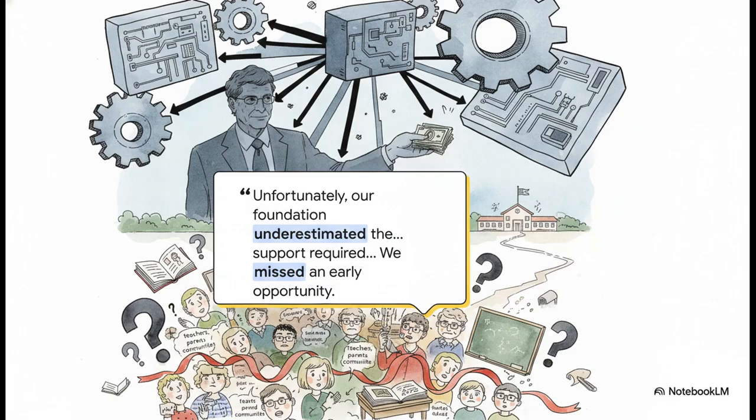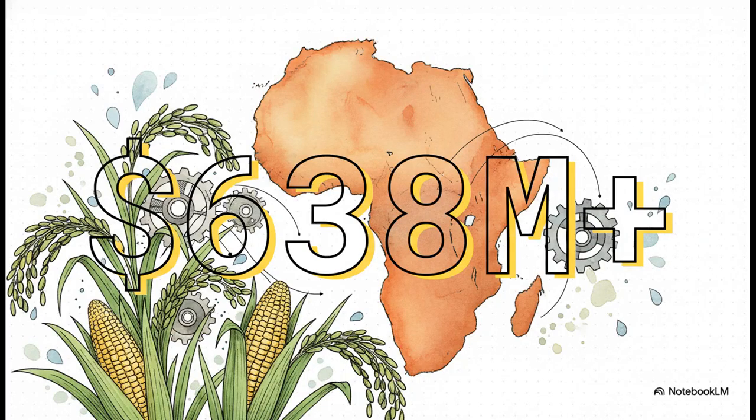This idea of a billionaire flying in with a tech-style solution without really listening to the people on the ground. Okay, let's switch gears and look at agriculture in Africa. The Gates Foundation has invested a massive amount of money, over $638 million, into a program called AGRA, the Alliance for a Green Revolution in Africa. The goal was to completely transform farming there.